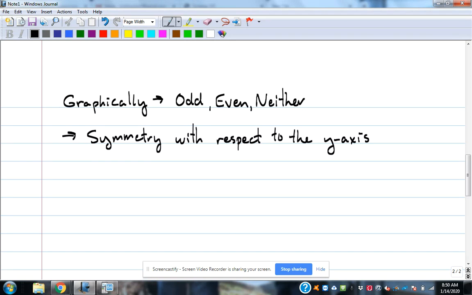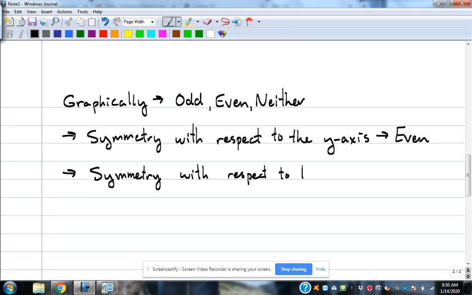If you fold it across the y-axis, it matches up on each side. If it has symmetry with respect to the y-axis, then it's even. Symmetry with respect to the origin, which means you fold it across and then down, that is going to be an odd function. Anything else, if it's not symmetric in those ways, then it's neither.